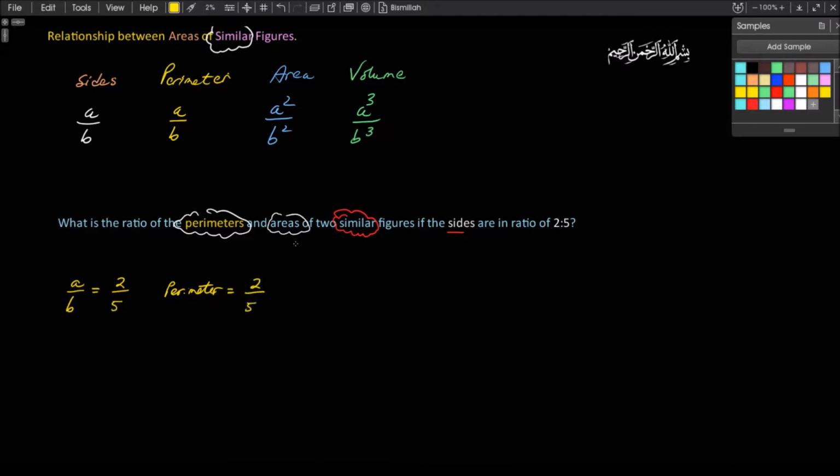And then the ratio of their areas, the area of the first figure to the area of the second figure, would be A squared over B squared. In this case, it would be 2 squared over 5 squared, 4 over 25. So if two figures are similar and the ratio of their size is 2 to 5, then the ratio of their perimeters will be the same, and the ratio of their areas would be 4 to 25.